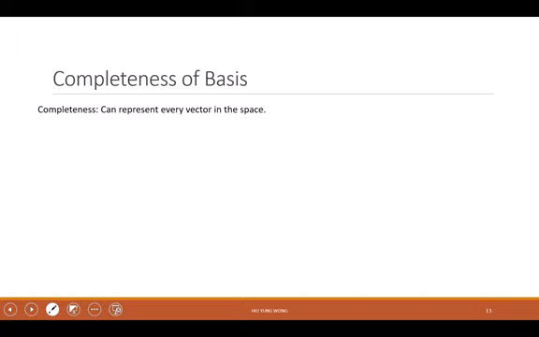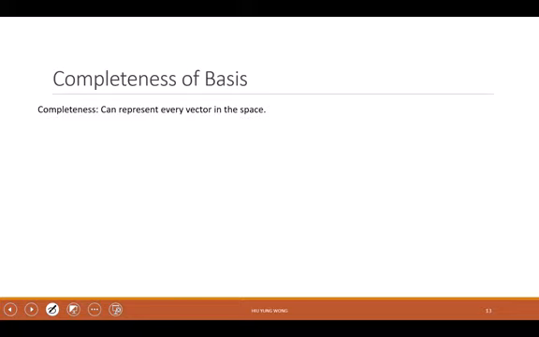The thing I want to talk about now is the so-called completeness of the basis. Completeness means your basis vectors should be able to represent every vector in the space. Remember what a vector is? How do you represent a vector? It is represented as a linear combination of the basis vectors, right?